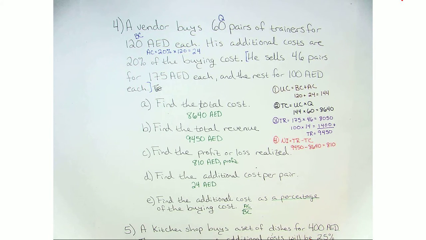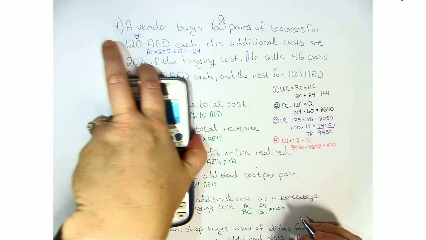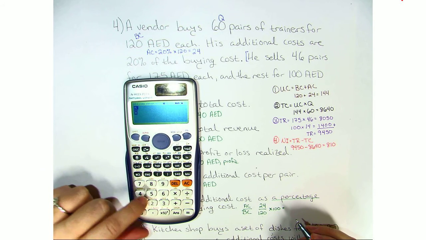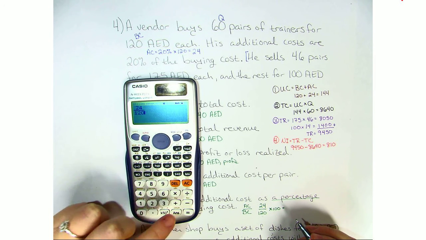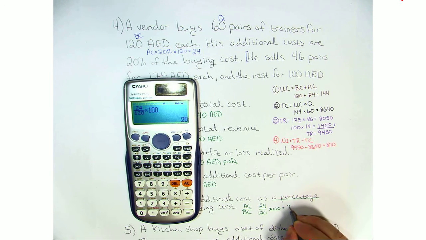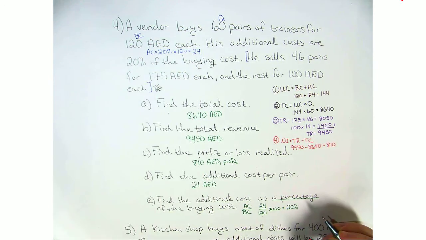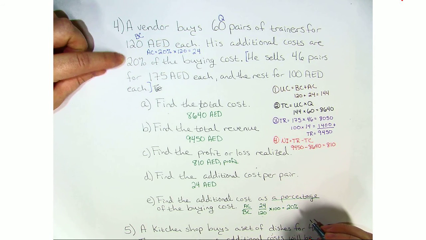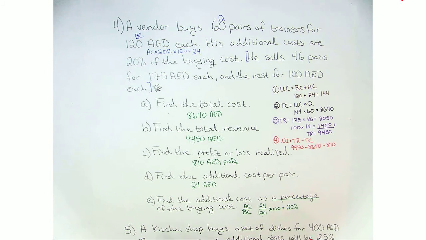Now both of these deal with the unit, and because they deal with the unit, it means we don't have to multiply by the quantity. So the additional cost is 24 dirhams, and the buying cost is 120 dirhams. So the additional cost as a percentage of the buying cost, back to the problem at hand, fraction 24 divided by 120. Then we have to multiply by 100 to get a percentage, and we get that it is 20%. And believe it or not, this was already asked back in the question because it said it was 20% of the buying cost.